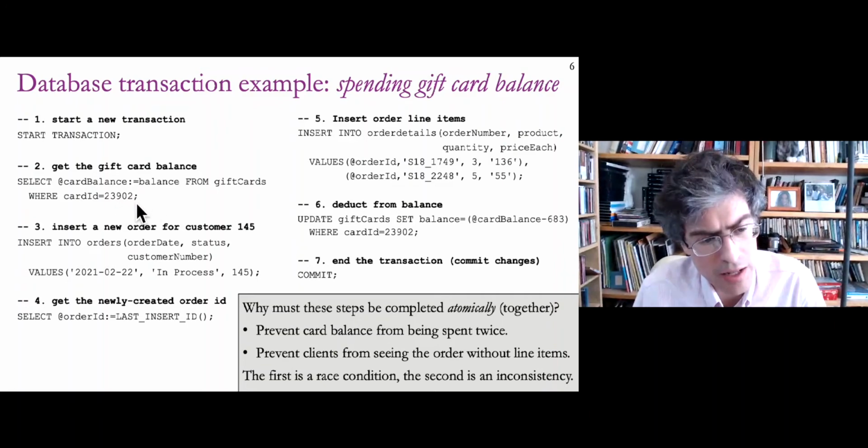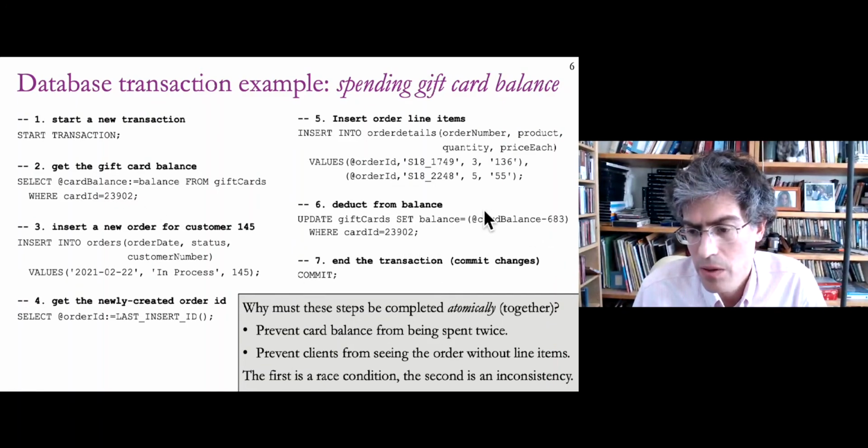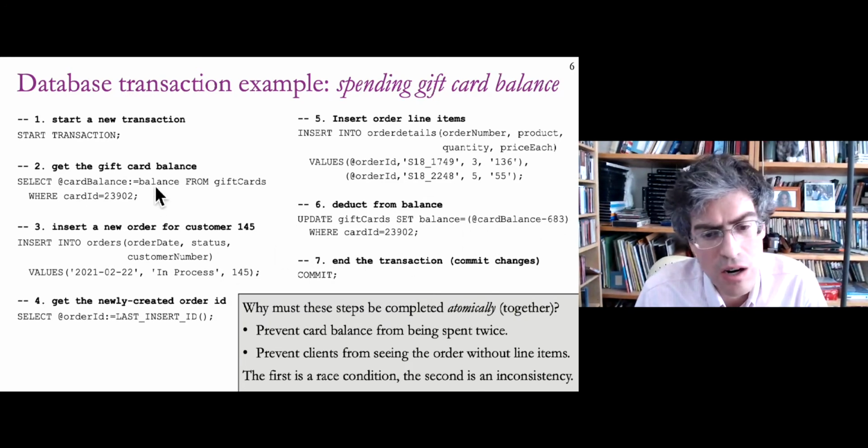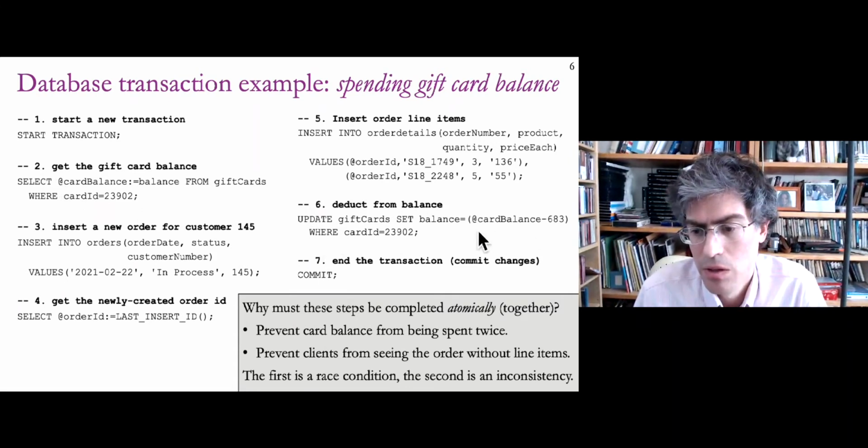Because we're getting the card balance up here, and we're updating it here using the previously read card balance minus what we bought. Okay, so we took the value we read before, we create the order, and then we deduct from that. The problem is if this card balance changes between steps 2 and 6, we're in trouble.